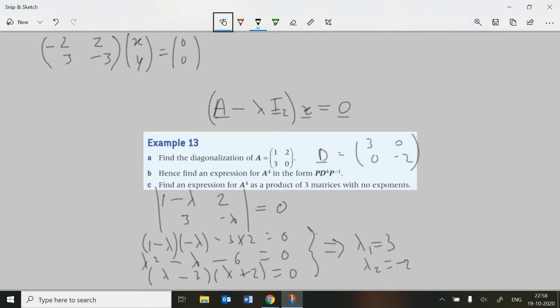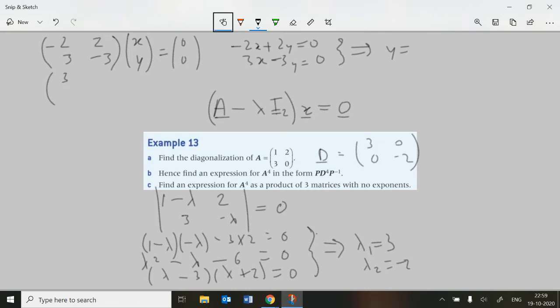That gives us the 2 equations here of minus 2x plus 2y equals 0, and it also gives us 3x minus 3y equals 0. And obviously they're both going to give us the same equation, which is that y is equal to x. Okay, so y is equal to x from that. So that's for this one.